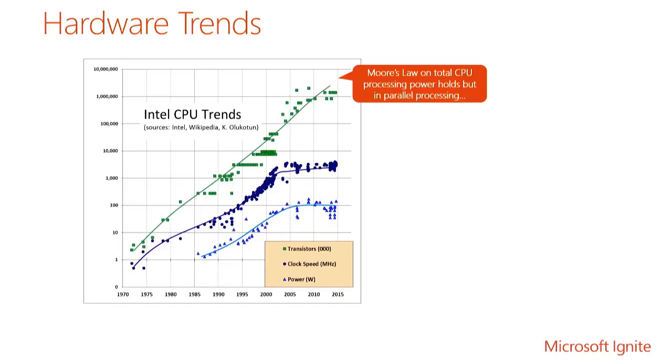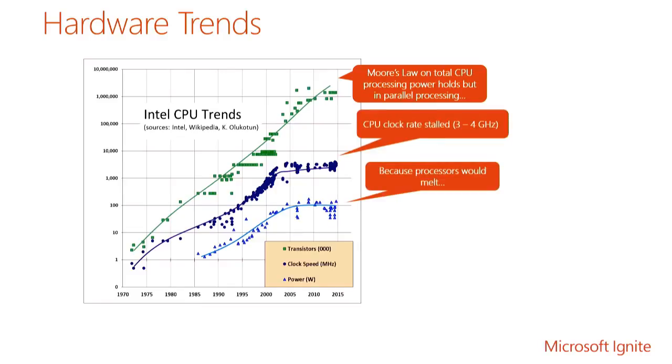The second interesting trend is this. This is the clock speed. The clock speed has plateaued around 3 gigahertz. What it means is, because when you're running a chip at a very high frequency, it generates a lot of heat. So if you go beyond this frequency, the chips will melt. So that means we cannot go beyond that.